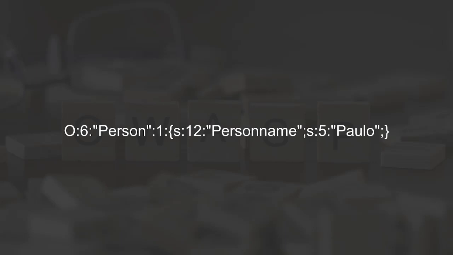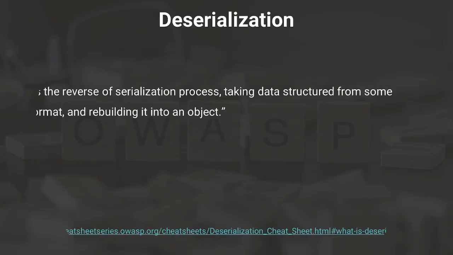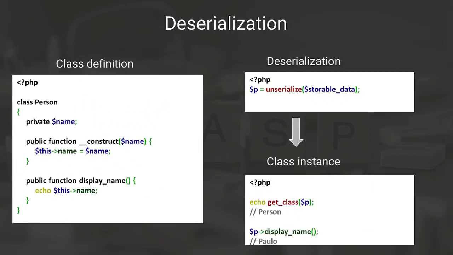Take your time to figure out the format. PHP uses a mostly human-readable string format with letters representing the data type and numbers representing the length of each entry. When we want to rebuild the person instance from its textual representation, then we need deserialization. The reverse of the serialization process, taking data structured from some format and rebuilding it into an object. If we want to deserialize a custom object like our person class, then you need to have its definition. PHP provides the unserialize function to do it.